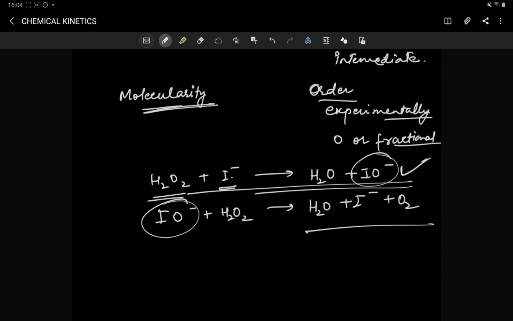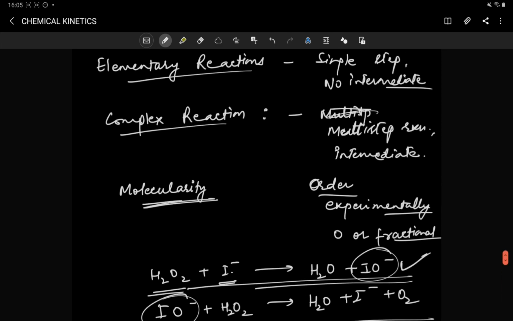Basic difference is molecularity has no meaning for complex reactions, while order of reaction is applicable equally to both, whether complex or elementary. The other thing is molecularity can be determined theoretically also, while order can be determined only experimentally. Then molecularity can never be 0 or fractional, while order of reaction can be 0 or fractional also. So that is how we can differentiate between order of reaction and molecularity of reaction. We discussed the elementary and complex reactions too.